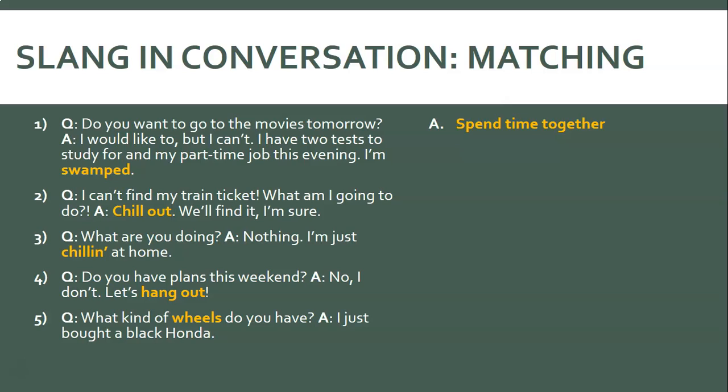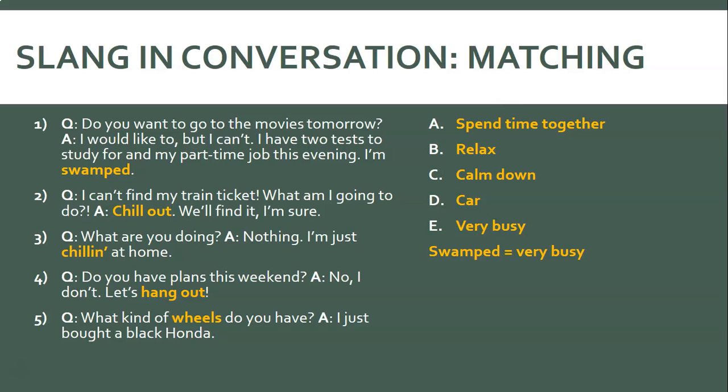So which of these words means spend time together, relax, calm down, car, very busy? And if you need to pause the video now or at any time, of course, please do so. And you can read the question and answer again, write down your answer, and then you can check it. Okay, so for the first one, swamped, very busy. You can see the clue is, if you look at the answer number 1, I would like to, but I can't. I have 2 tests to study for and my part-time job this evening. It means very busy. This person has 2 tests to study for, also a part-time job. So that is a lot to do in one evening. So swamped is very busy.